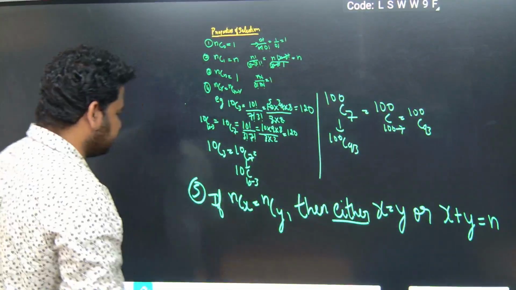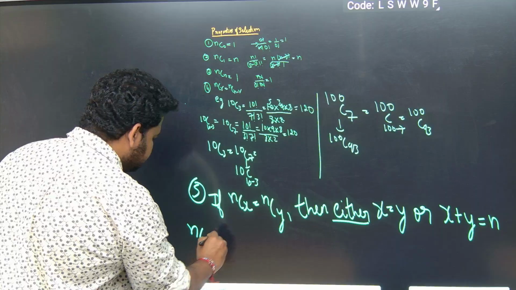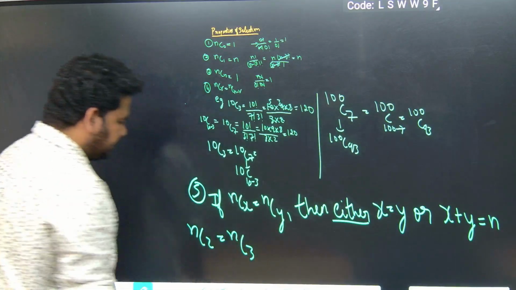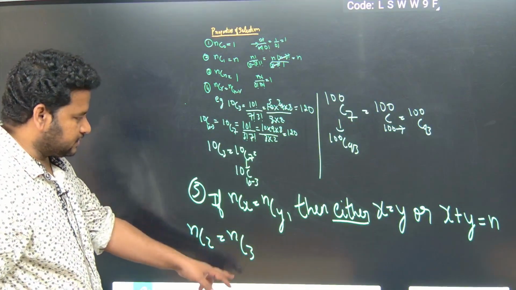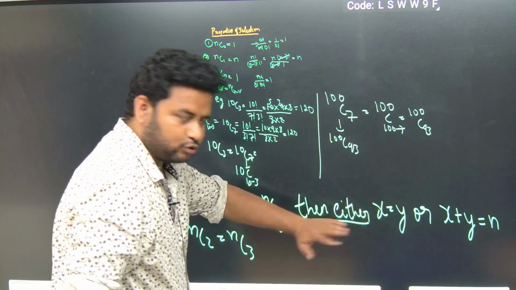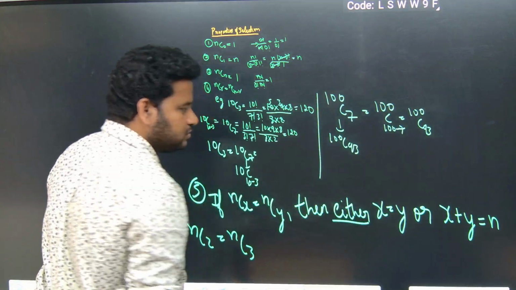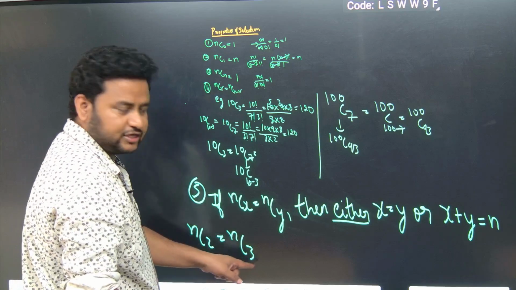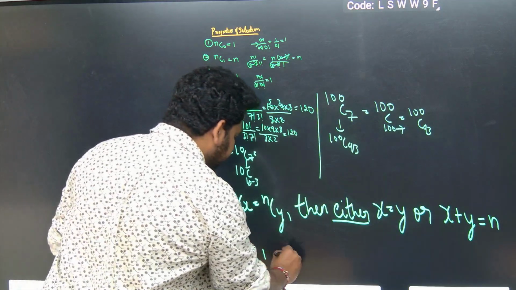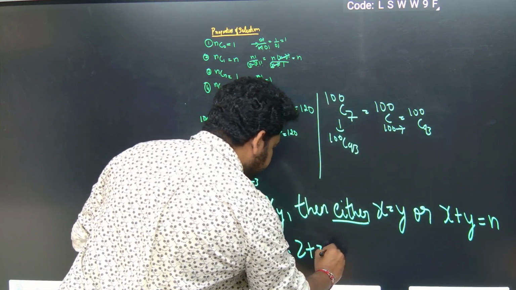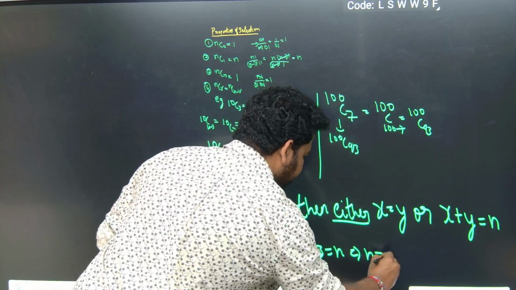So let us take an example. Suppose I write nC2 is equal to nC3. Definitely 2 is not equal to 3, so either x is equal to y is ruled out here. So the other result that we have is x plus y is equal to n. Here x is equal to 2 and y is equal to 3, x is not equal to y, so we can write 2 plus 3 is equal to n. This implies n is equal to 5.